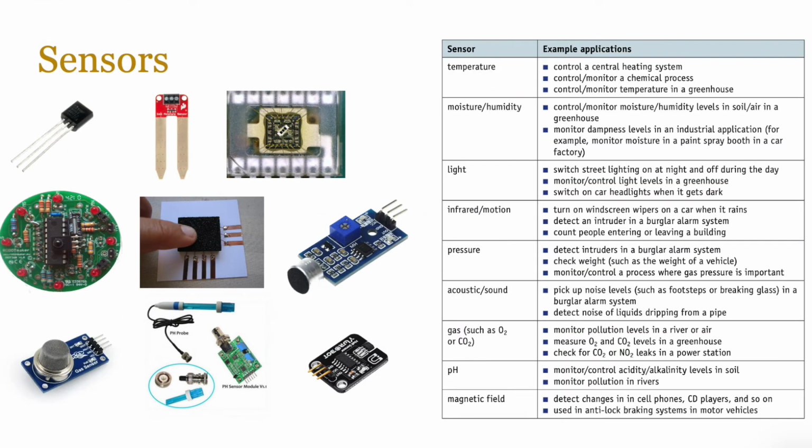So some of the common sensors are on screen. See if you can identify what they are. So temperature, moisture, light, infrared, pressure, acoustic or sound, gas, pH, magnetic fields. There are some example applications also given for each type of sensor, so do pause the video and go through these. And when you're ready, let's continue.